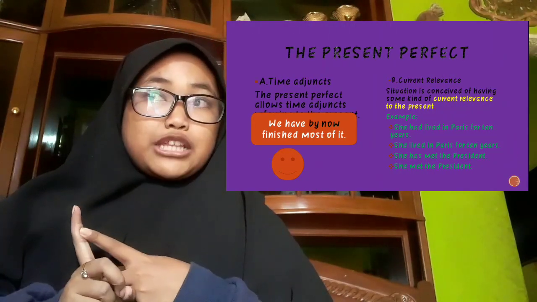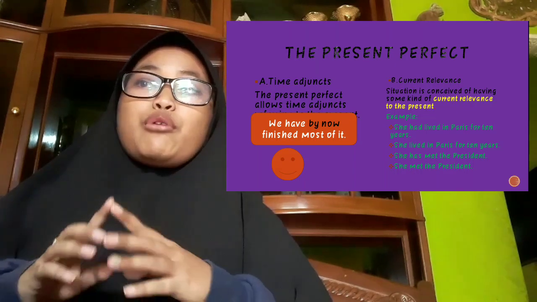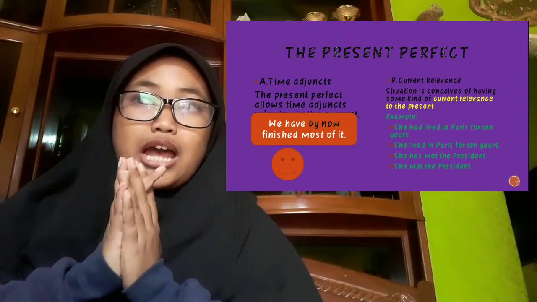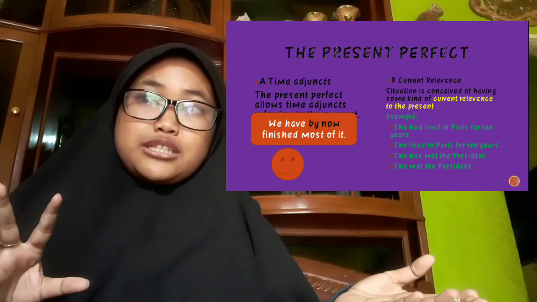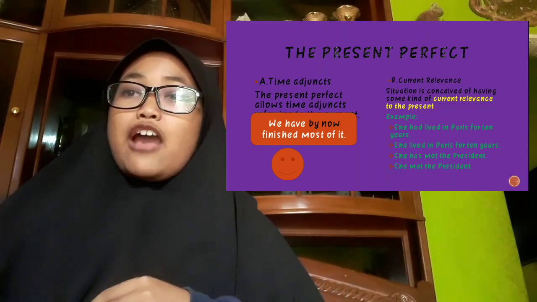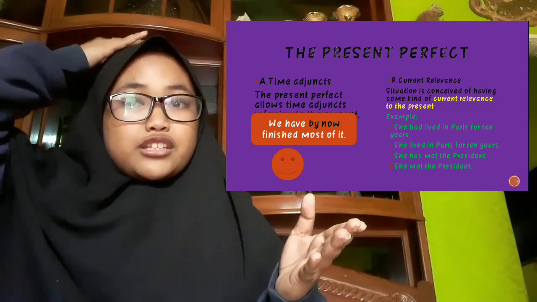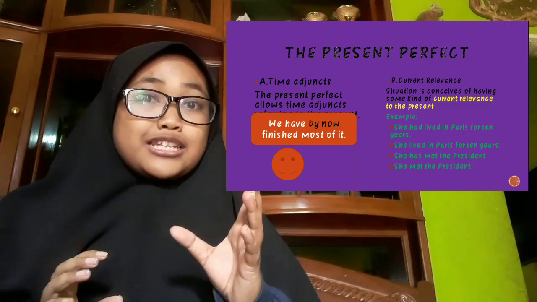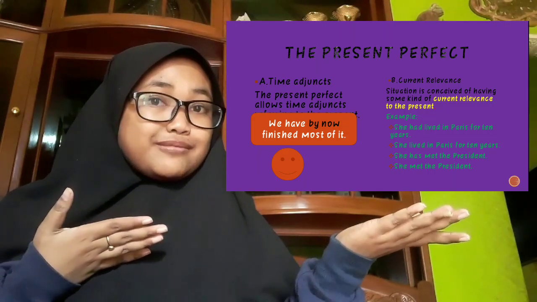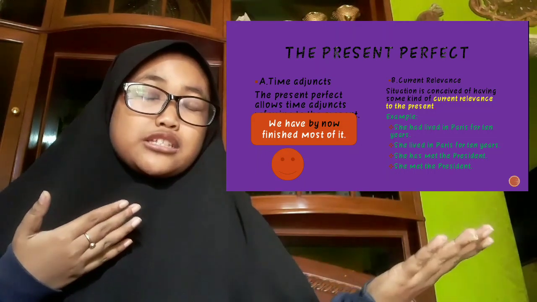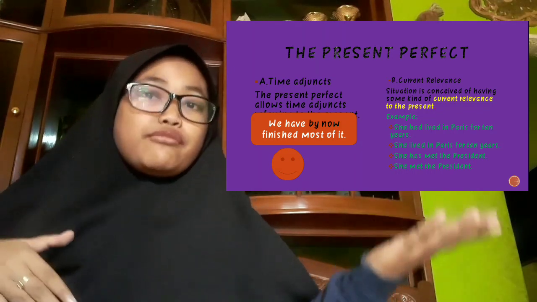One is time adjunct. The present perfect allows a time adjunct referring to the present. For example, "we have by now finished most of it." By now, it's in the present, right? But we can use it in the present perfect.